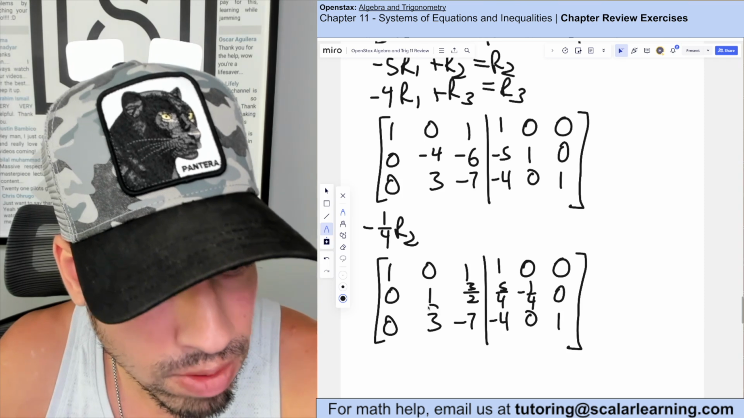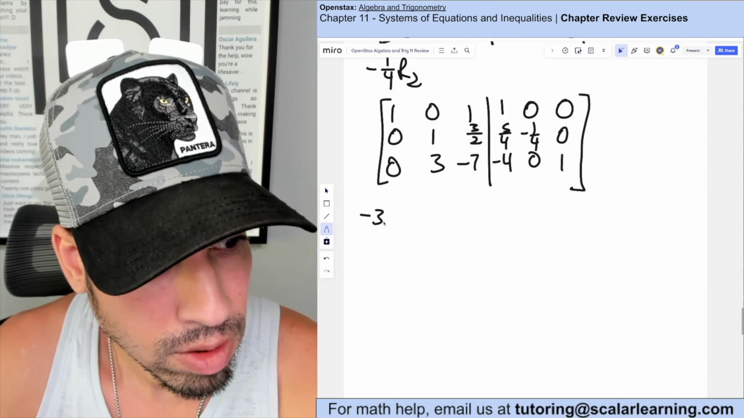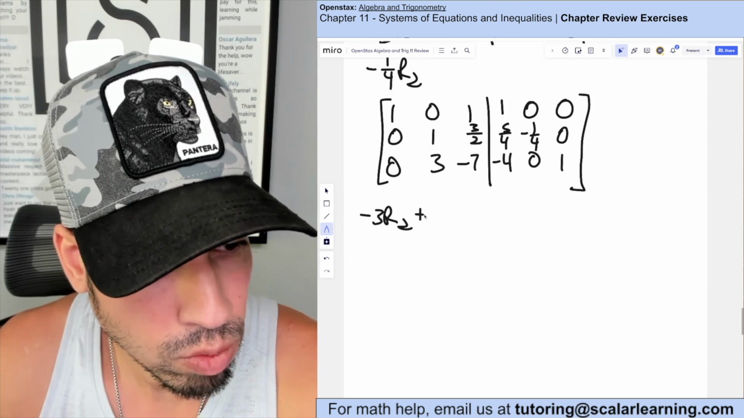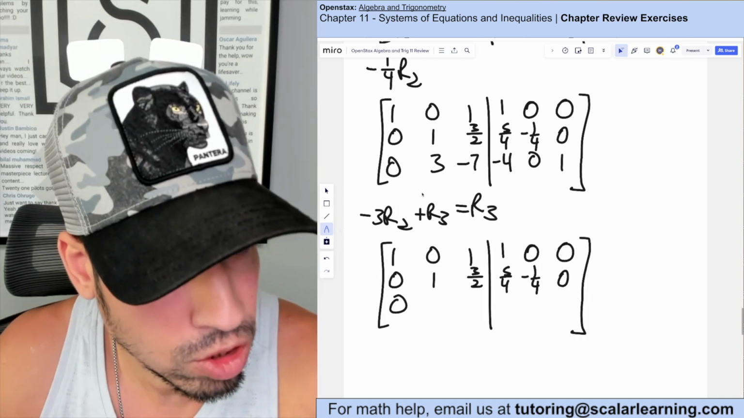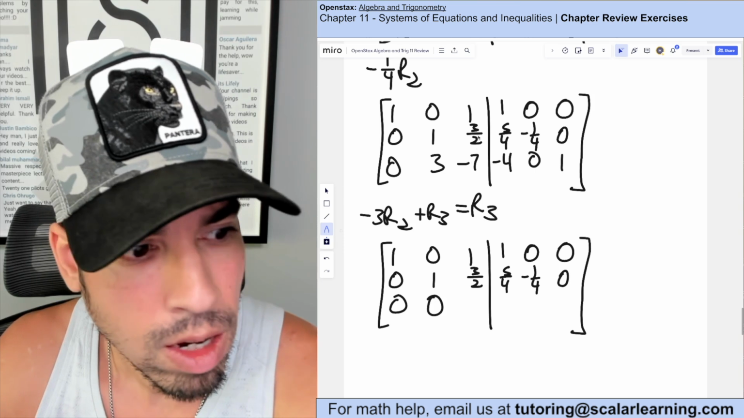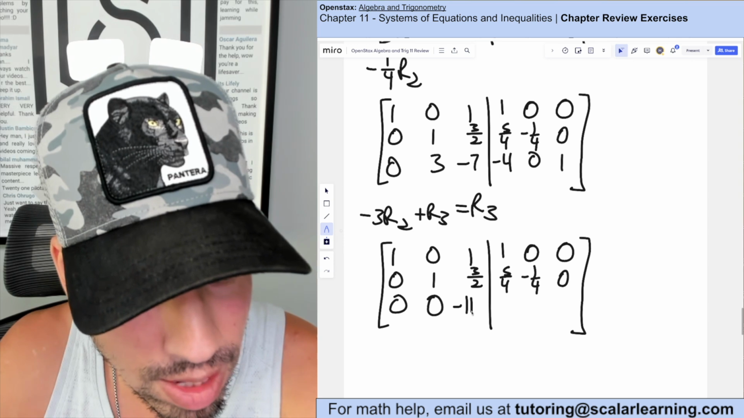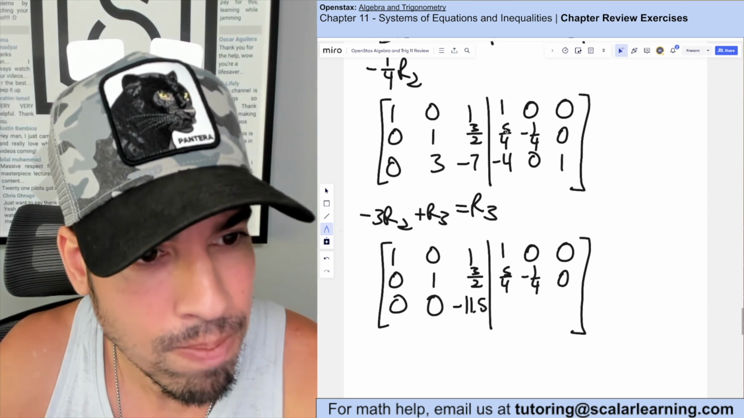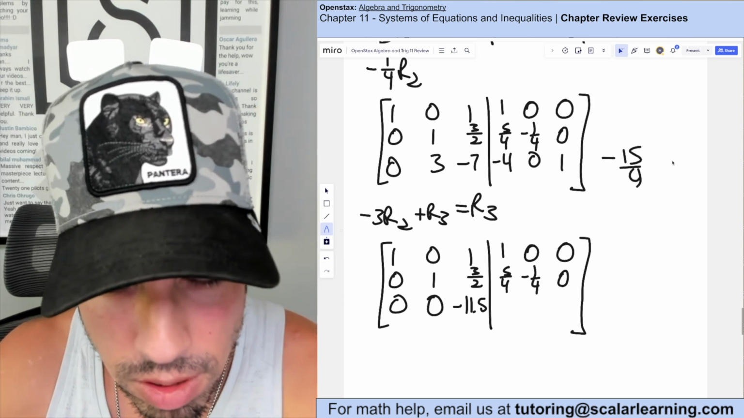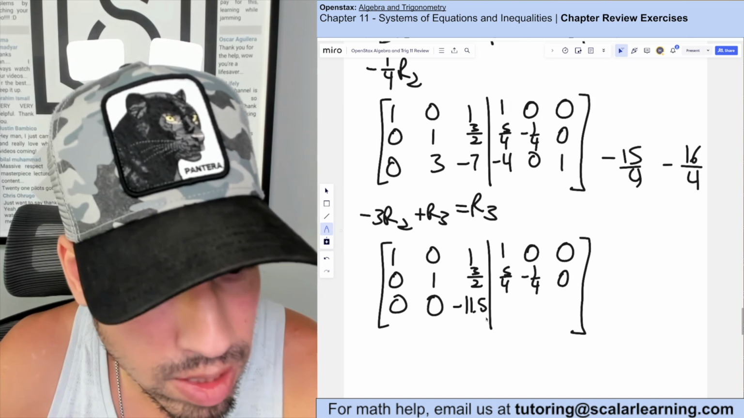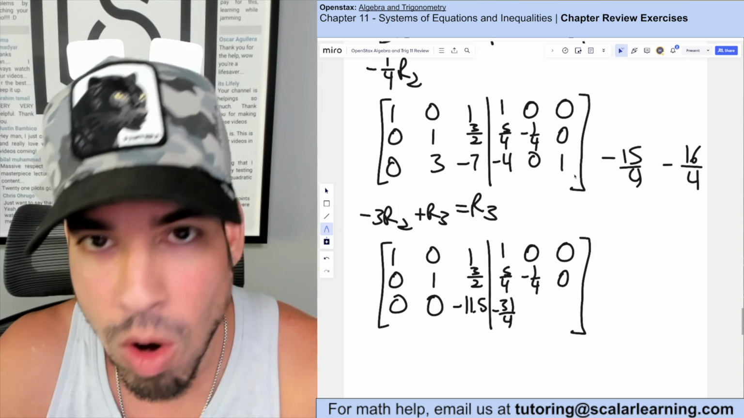Great. Now I need to flip this to a 0. This one's already a 0. That's nice. So let's write that out. I'm going to do negative 3 times row 2 plus row 3 to get a new row 3. So we got 0 plus 0 is 0, negative 3 plus 3 is 0, negative 9 halves, which is negative 4.5, plus negative 7 is negative 11.5. Then we got negative 15 over 4 plus negative 4, and negative 4 is negative 16 over 4. That's going to be negative 31 over 4. I know I'm mixing the fractions and the decimals, but it'll all resolve by the end.